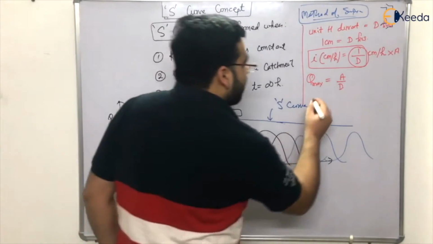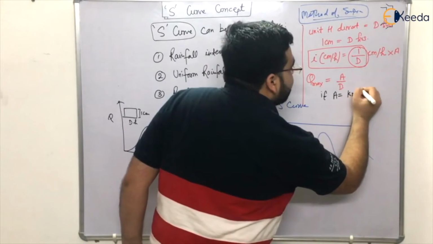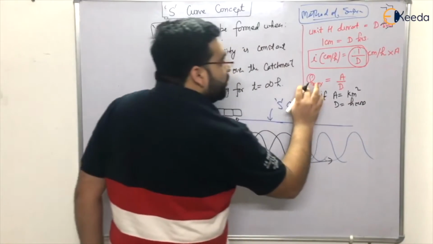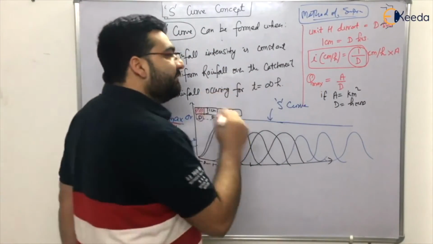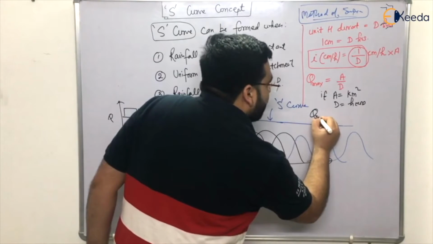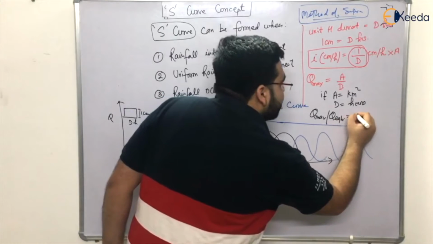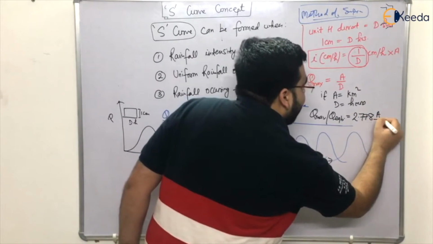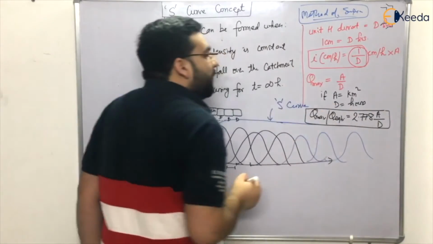If A is given to you in kilometer square and D is given to you in hours, and you need to determine Q max or Q equilibrium in meter cube per second, there is a formula that Q max or Q equilibrium is equal to 2.778 A divided by D. A divided by D, 2.778.